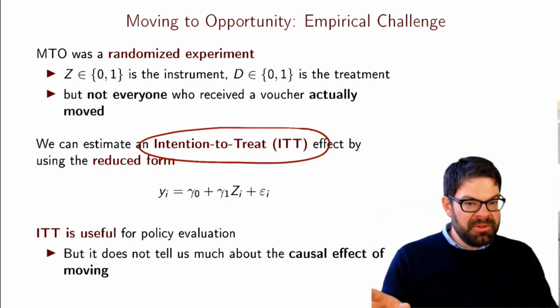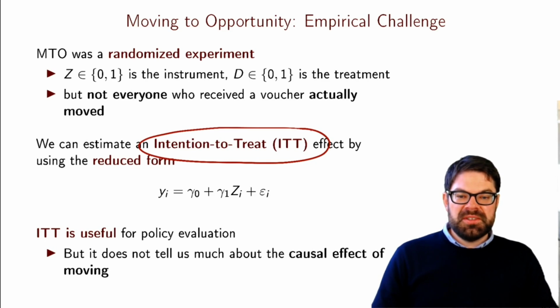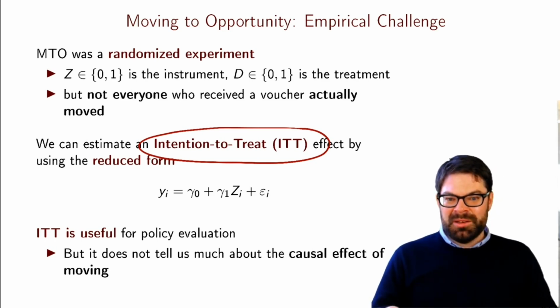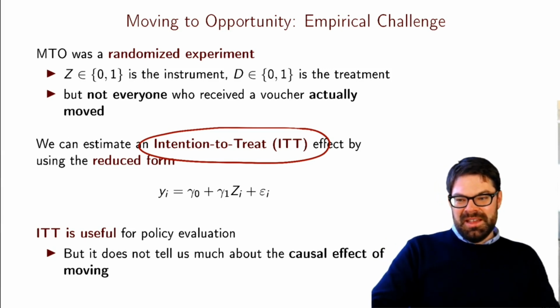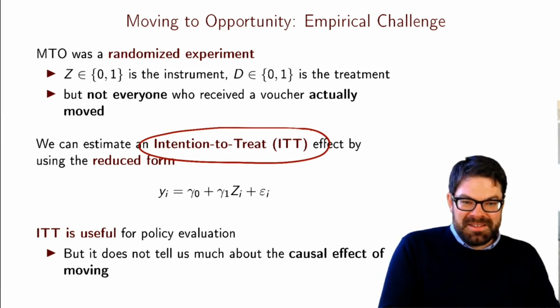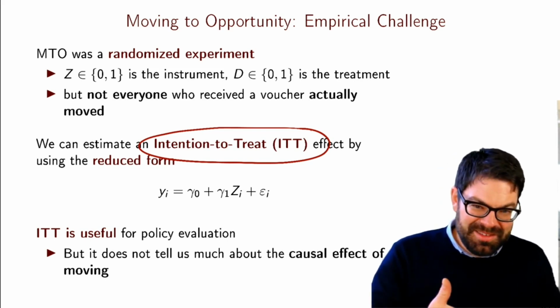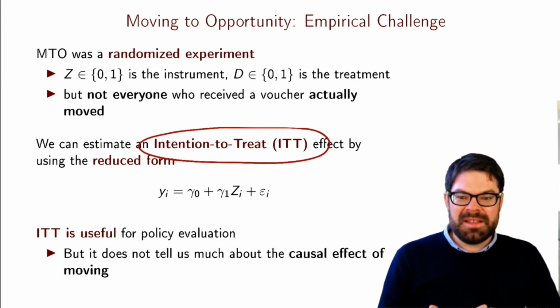So you will encounter this expression a lot if you read papers, which is that this variable Z is one, not if a person moved necessarily, but it's one if the person got a voucher. Okay, so basically the people who got the voucher, they were invited, they were incentivized to be treated. And that's what, loosely speaking, intention to treat stands for.